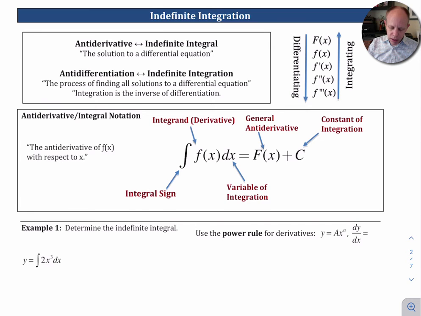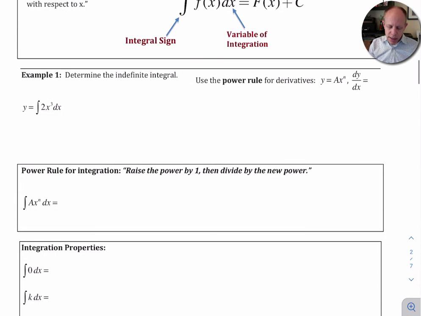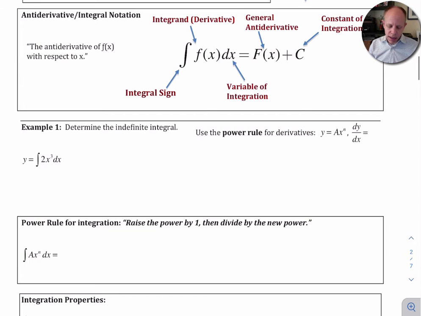So we're going to take a look now at how to find these indefinite integrals a little bit quicker and easier. So in example 1, it says determine the indefinite integral. So here we have the antiderivative of 2x cubed with respect to x. So another way to think about this is, 2x cubed is the derivative of what function? So that's the derivative in there.